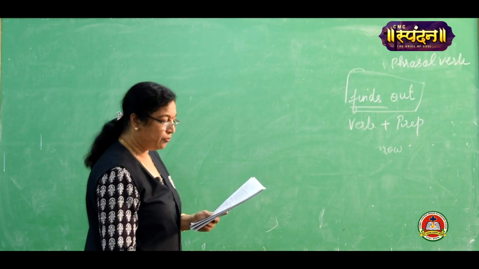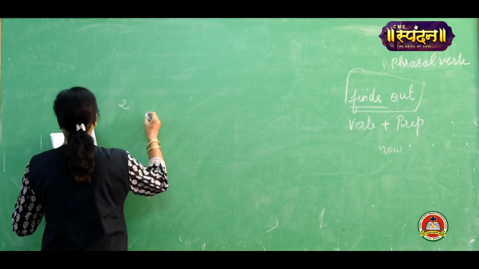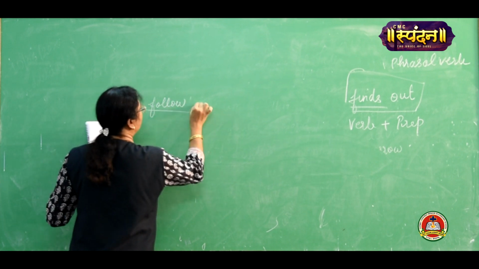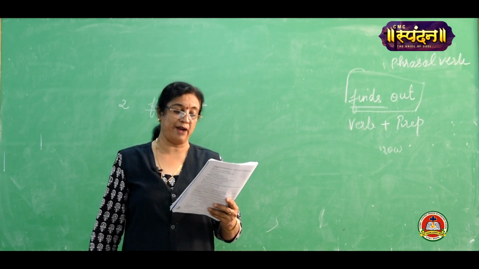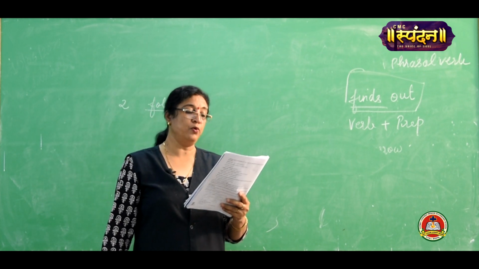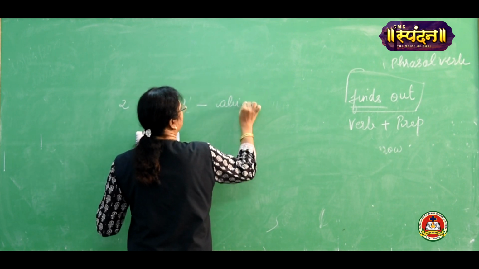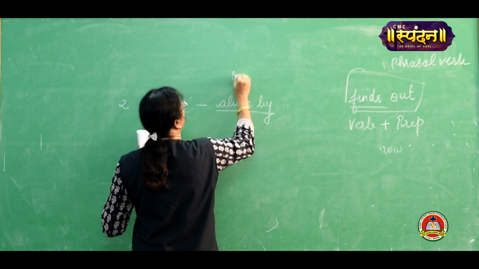Second one: we have to follow traffic rules. Which word is highlighted here? Follow. So instead of follow, in the bracket it is given abide. So you have to write, we have to abide by traffic rules. Which phrasal verb are you going to use? Abide by.